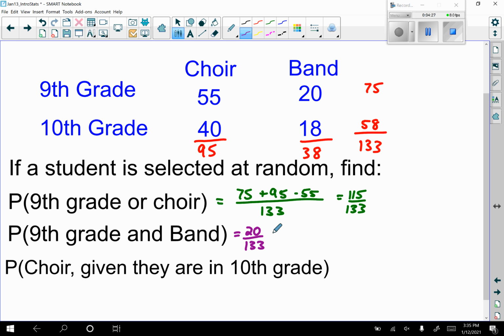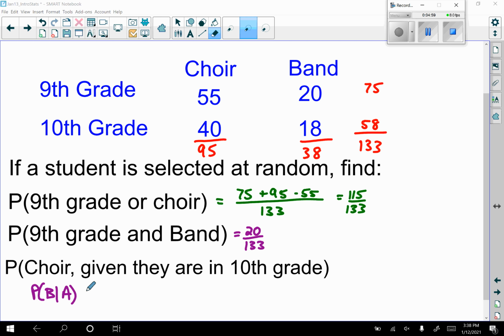Now the third is the probability that they're in choir given that they are in 10th grade. So this is conditional probability, B given A has already happened. So given that they're already in 10th grade. So we could do this one of 2 ways. How we could look at this is, given that they are in 10th grade, we just go to the 10th grade. There's only 58 students in 10th grade. And now we want the probability that they're in choir. So then that would be the 40 out of the 58.